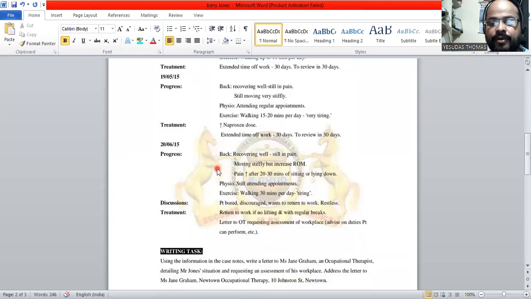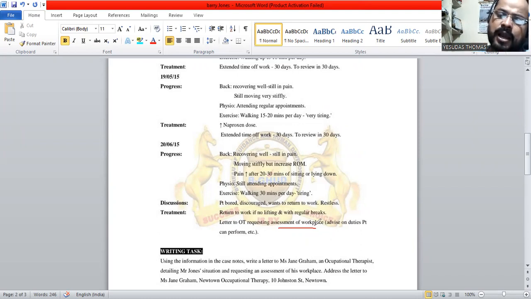That's Miss Jane Graham. We need her service to assess the workplace situation, Mr. Barry Jones's workplace. You have been given some information regarding Barry Jones, what happened to him, and how he is. He has some limitations because of his back injury, back strain. So we have briefed the limitations and we are requesting her to assess the workplace of Mr.